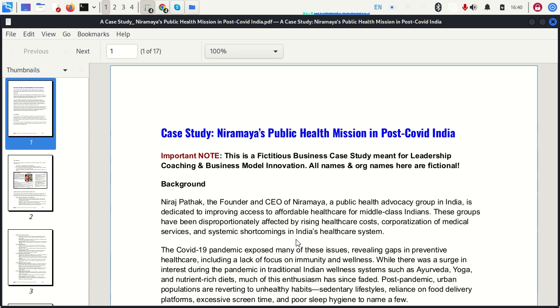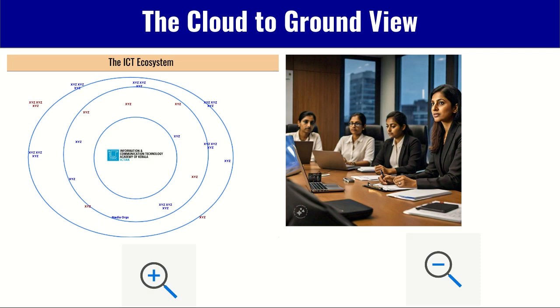It's the regular middle class Indians who are currently, especially in the working age group, who are particularly vulnerable to a lot of these risks caused due to healthcare challenges. And that is what is outlined in the case study as the main problem that Niramaya Foundation has taken up to resolve. So going back to the slides, while taking up that context, it is important to switch between the big picture and the detail-oriented picture. So that's the cloud to ground view that is required in order to proceed, and you will see shortly how this is done.